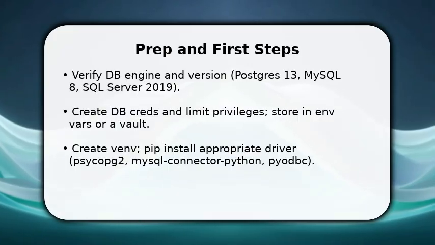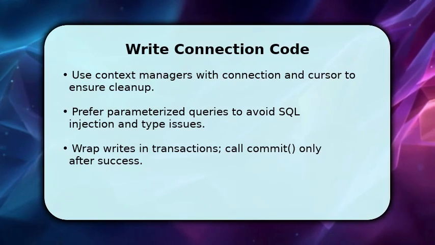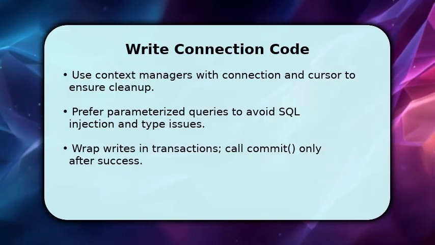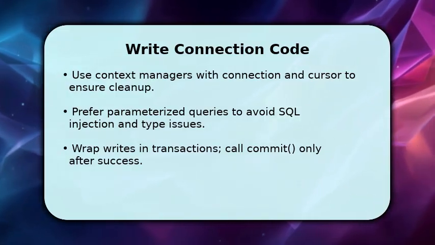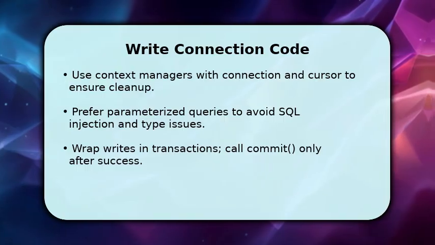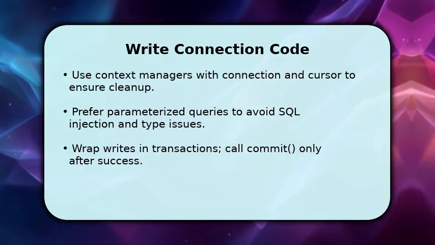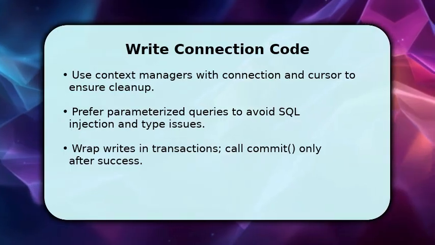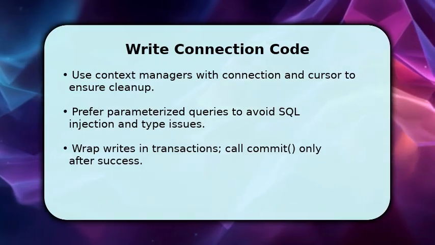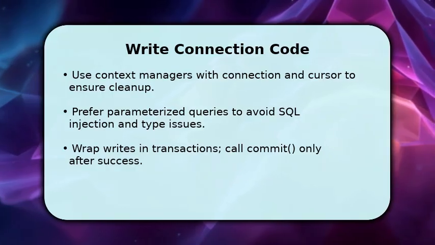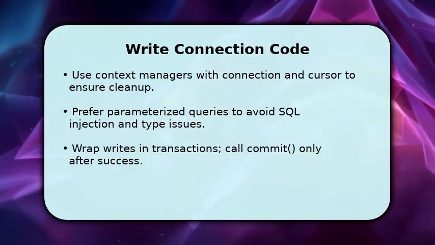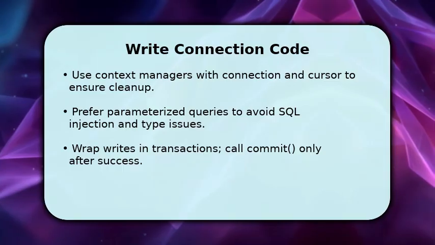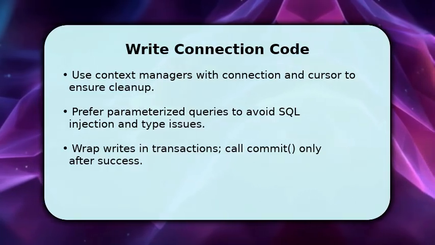Now you implement the connection code, import the driver, read credentials from env-vars, and open a connection using a context manager so resources close automatically. Create a cursor and run parameterized queries. This prevents injection and handles types correctly. For inserts or updates, wrap operations in a transaction, check results, and call commit only after all steps succeed.